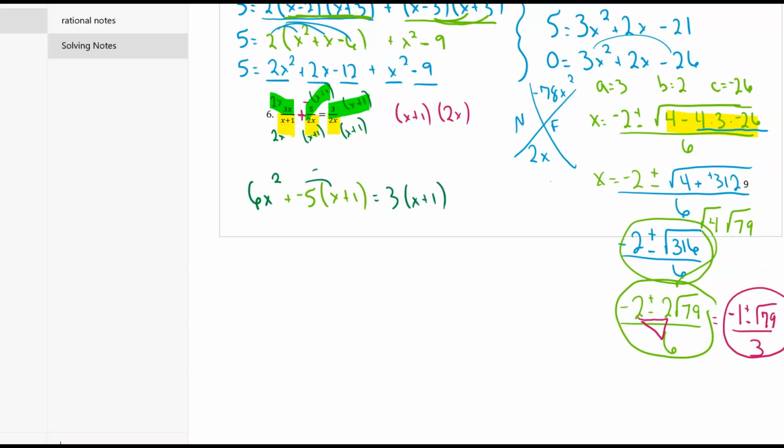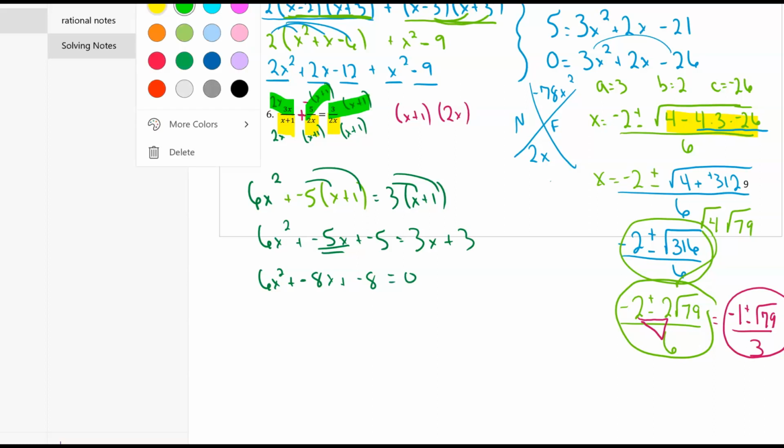So I'm going to quickly clean up, distribute. So 6x squared plus negative 5x plus negative 5 equals, distribute here, I get 3x plus 3. Since there's more than one type of x, I'm going to get everything on one side. So I'm going to subtract 3x over. When I do that, it'll join the negative 5x and become a negative 8x. And I'm going to subtract the 3 to join the negative 5 and get a negative 8. All right, this is going to equal 0. So now I am ready to factor this problem.